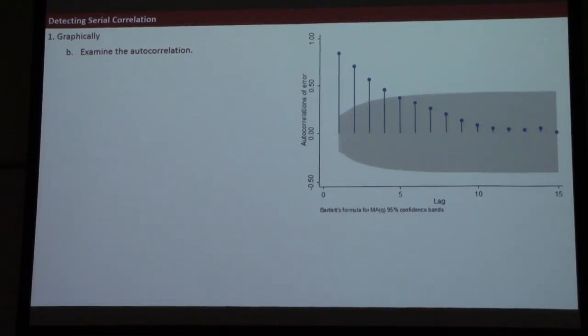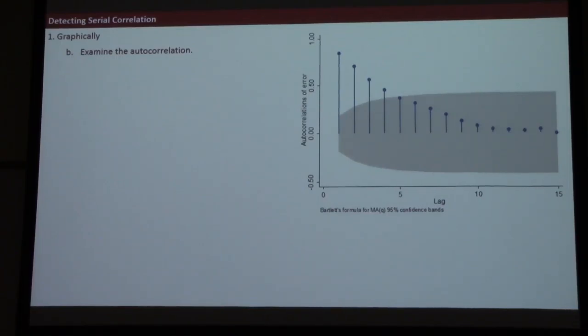What's that? What's the gray band represent? The gray is a 95% confidence interval. Okay. So if it's outside that gray, it's statistically significant. If it's inside, it's not. More importantly, however, is the pattern. There's not supposed to be a pattern to the correlation in these.